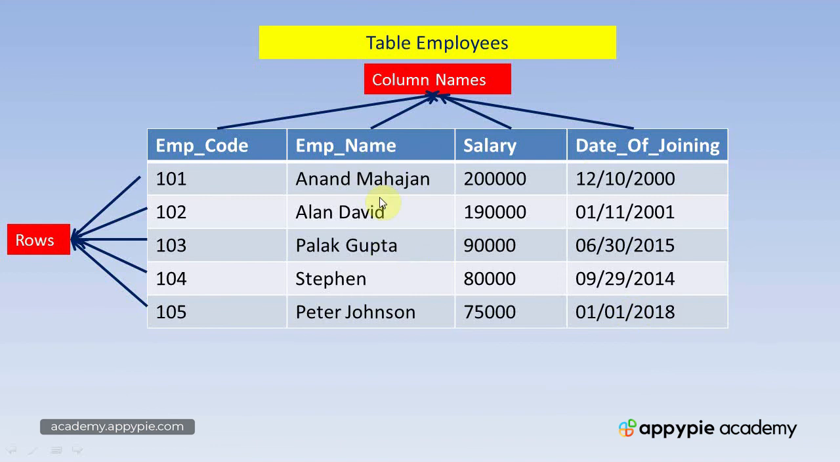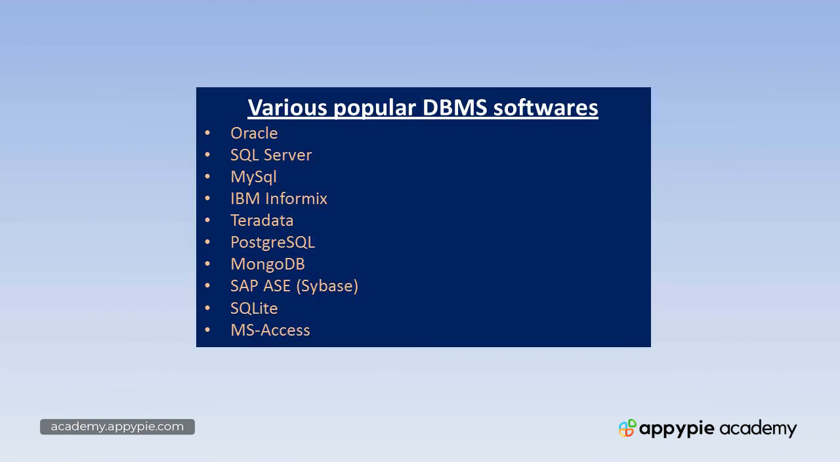As I've told you, this is a table, and a database is made up of tables, and a database is managed by professional DBMS softwares. Now, what are the different DBMS softwares which are floating around in the market? There are a lot of them, like Oracle, SQL Server, MySQL, IBM Informix, Teradata, PostgreSQL, MongoDB, SAP ASE, SQLite, MS Access, etc.